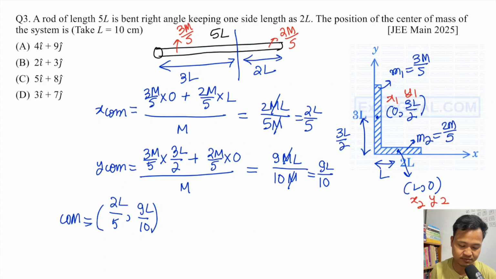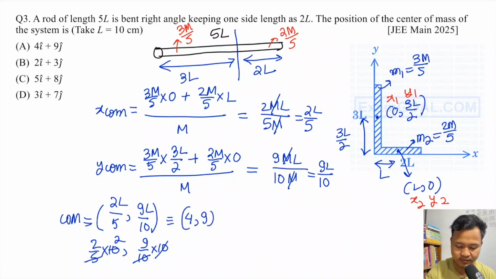In the advanced question, take L equal to 10 centimeter. Putting in the value of L, here 2 by 5 into 10 and here 9 by 10 into 10. The 10s get cancelled out. 5 into 2 is 10. So I will have 4 comma 9. So this is 4 comma 9. RCOM will be 4I cap plus 9J cap. So which option? Option A.